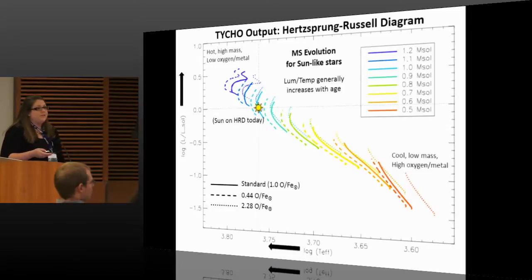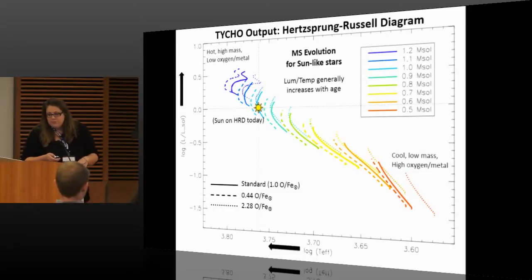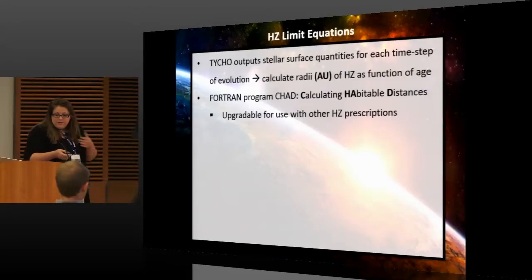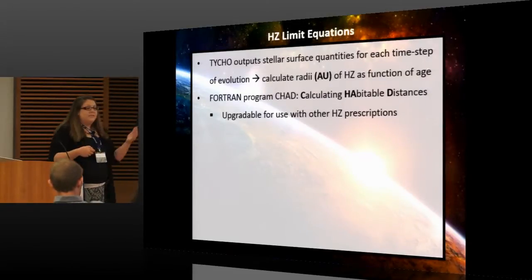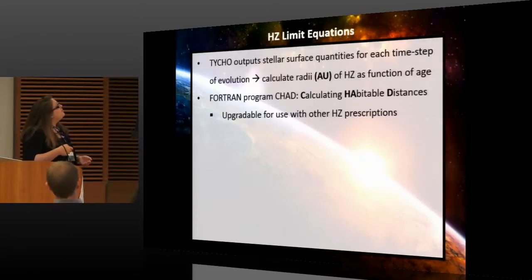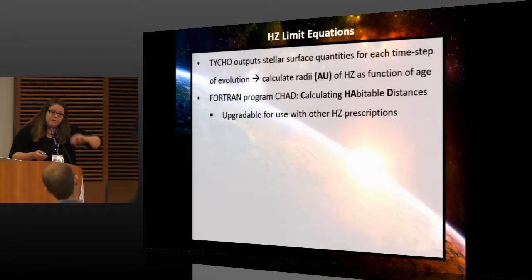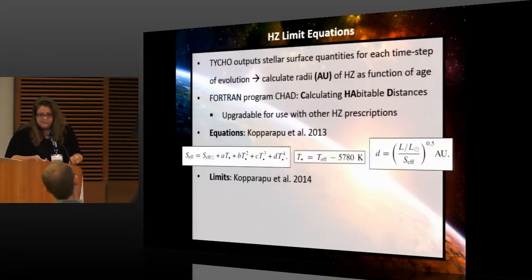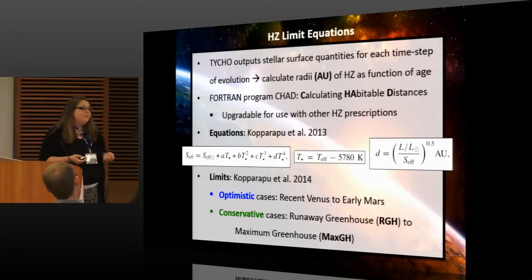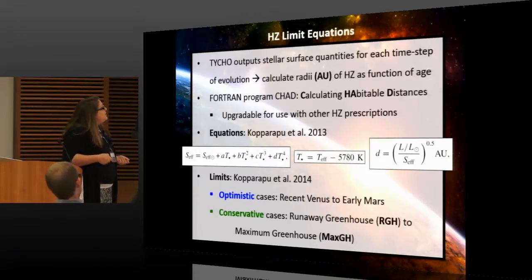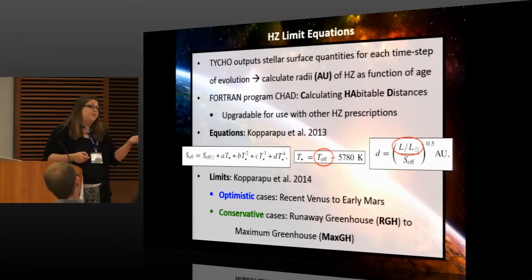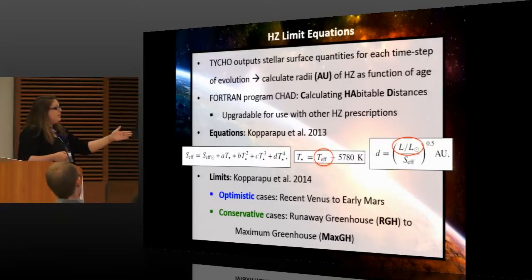So that's a good test for our code, to make sure that it's outputting properly. But we care about temperature and luminosity because at each time step, Tycho outputs these surface temperatures and luminosities, and we put them into this program I wrote to calculate the habitable distances based on equations from Ravi Kopparapu's group. I won't go too much into this, but basically I just wanted to show that these equations take in an effective temperature and a luminosity, and that's what our code outputs at each time step of its evolution.